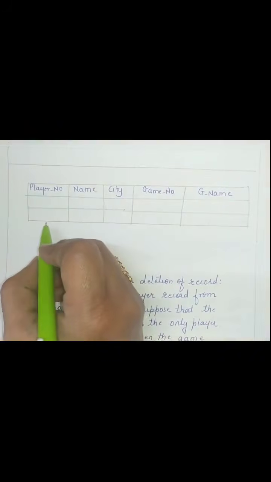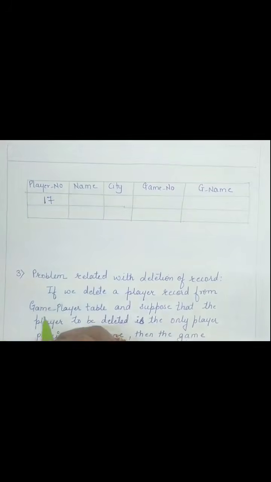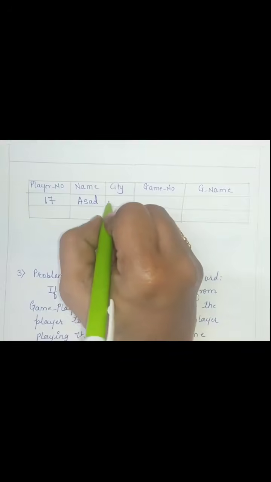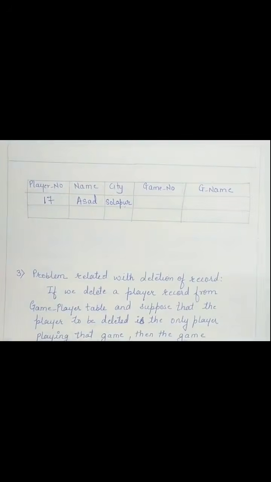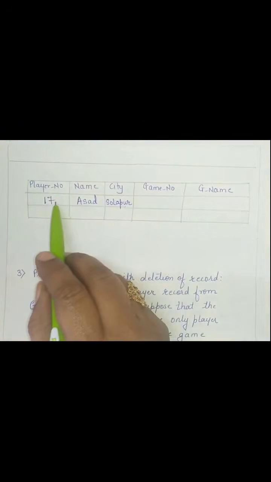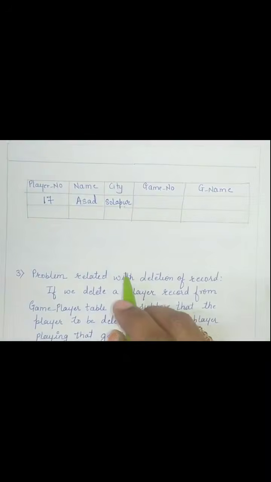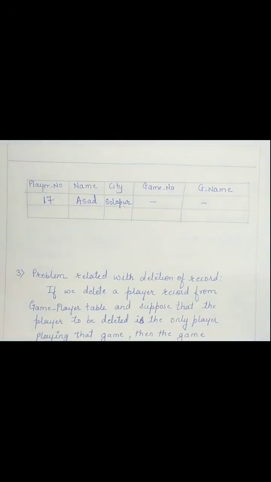Let's see what happens if you want to add the details for a player. Suppose the player number is 70, the name is Asad, and the city is Solapur. Then what about the game number and game name? This is just a player name and he hasn't started playing any game, so obviously we have to put null values there. This is the insertion problem when we try to insert in such a scenario.